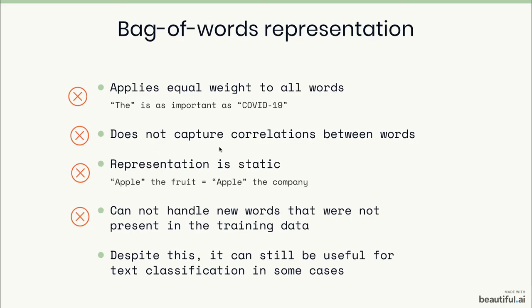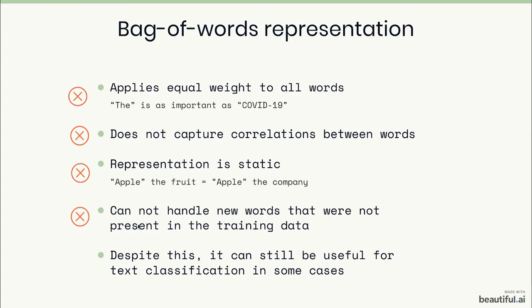Secondly, it does not capture correlations between words. So that's what I mentioned between, say, queen and woman. It does not capture the correlation between those. Thirdly, representation is static. For every word, we associated a unique vector, which was completely independent of the surrounding words or the context. So in this case, the word apple, the fruit, would have exactly the same vector as Apple, the company, which should not be the case.